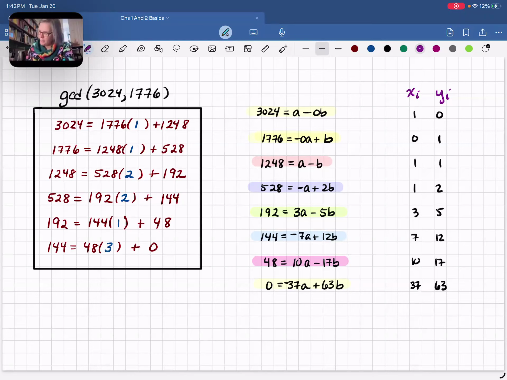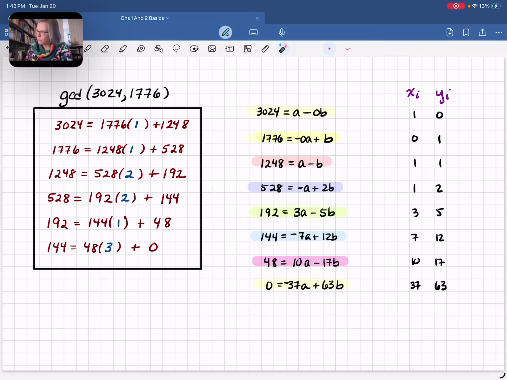But one thing I want to notice is that the signs, the positive and negative signs, are sort of predictable in what's happening right here. For example, let's look here at 1248. The A is positive and the B is negative, and then they switch. Then the A is negative and the B is positive, and then they switch again. So they alternate. It always goes from a positive something A minus something B to negative something A plus something B. So they sort of go back and forth.